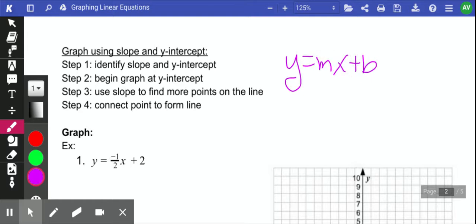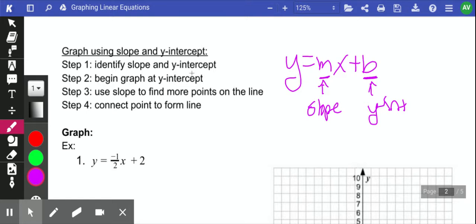So y equals mx plus b, where m is the slope and b is the y-intercept. I will write that down for you. This is slope, and this is the y-intercept. So in order to use this method, you need to know both of those things.